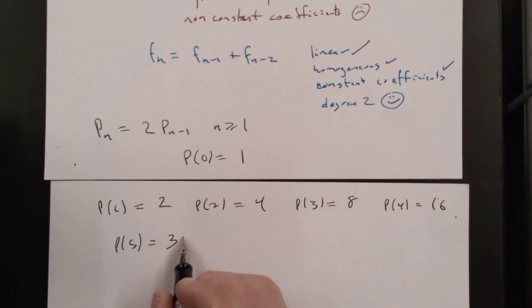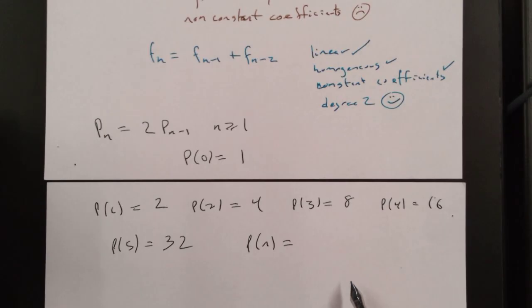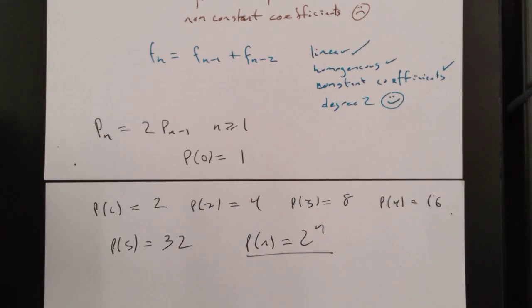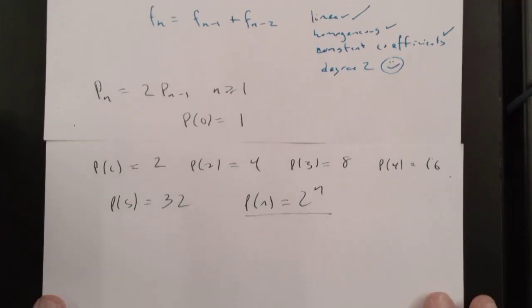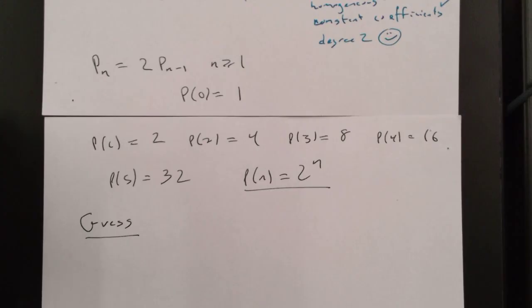And all of a sudden, my brain goes, I recognize that pattern. What should that pattern look like? P of n is 2 to the n. Very much like our Tower of Hanoi idea, I got something that's exponential in nature. So here's my guess. Things that solve recurrences of this form should look exponential.